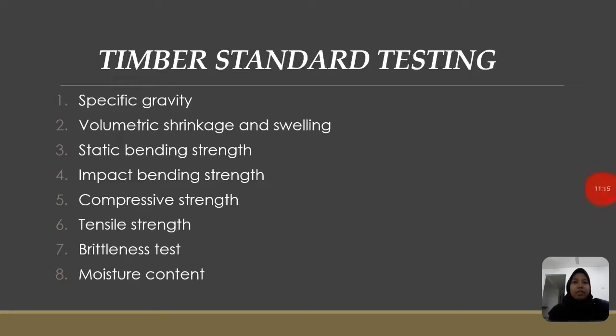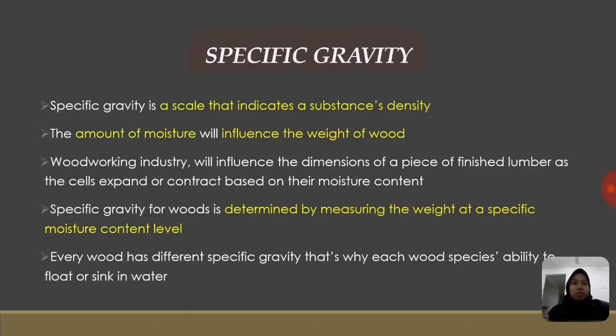Timber testing. For timber testing, we have 8 methods. First is specific gravity, then volumetric shrinkage and swelling, static bending strength, impact bending strength, compressive strength, tensile strength, brittleness test, and moisture content. We go first to the specific gravity.